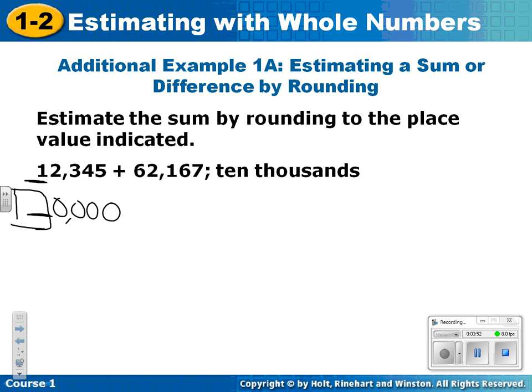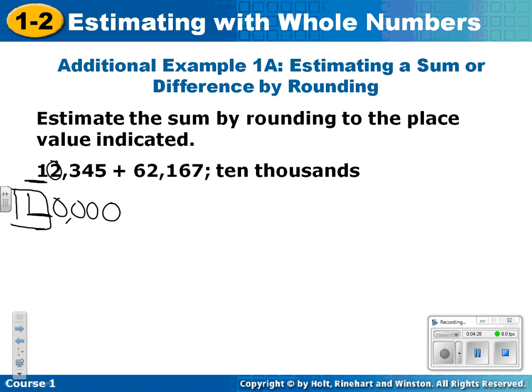The way we figure out what that number right there is going to be is we need to look at this one. And when we look at that one, what's the rule? If this number is a 5 or above, that means the 1 goes up 1. If this number is below a 5, this number stays the same. So is this number a 5 or above? No. So that means the 1 has to stay there.